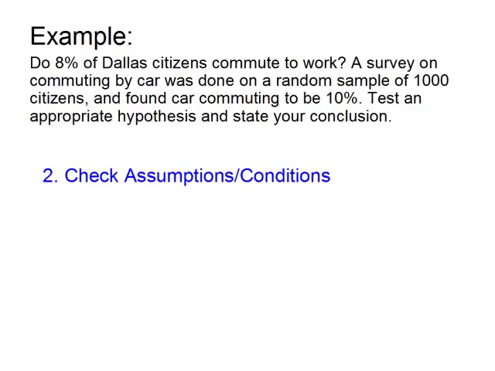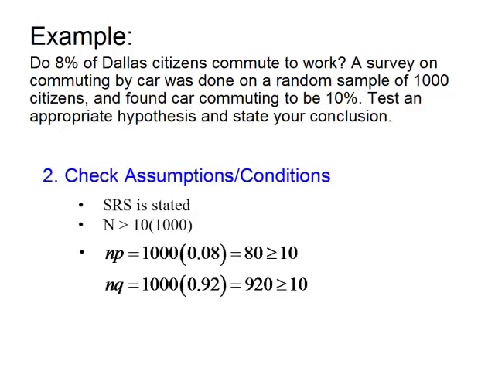Step 2. Check our conditions and assumptions. A simple random sample is stated. Population size is greater than 10 times 1,000. And np, which equals 80, and nq, which equals 920, are both greater than or equal to 10.